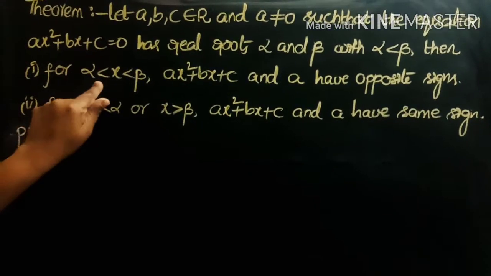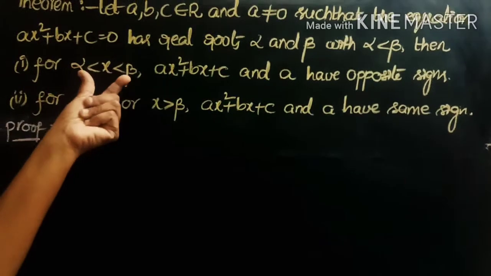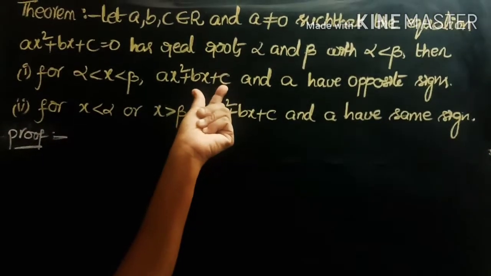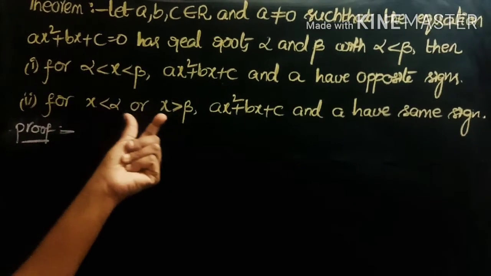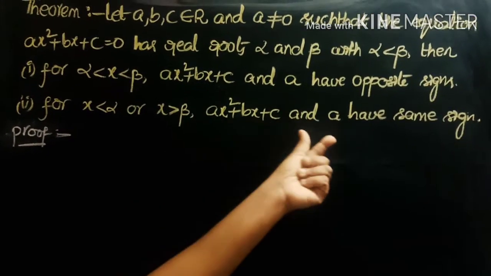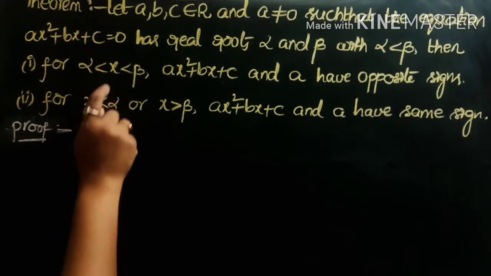Now we want to prove that for alpha < x < beta, at this condition ax² + bx + c and a have opposite signs, and for the conditions x < alpha or x > beta, the expression and a have the same sign. Now we want to prove these two results.